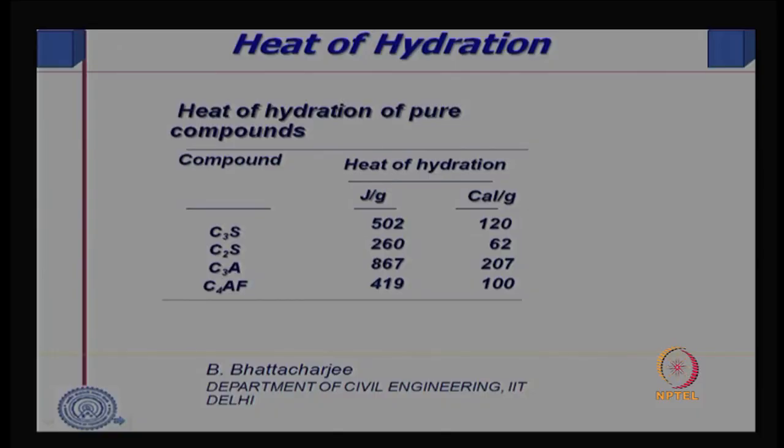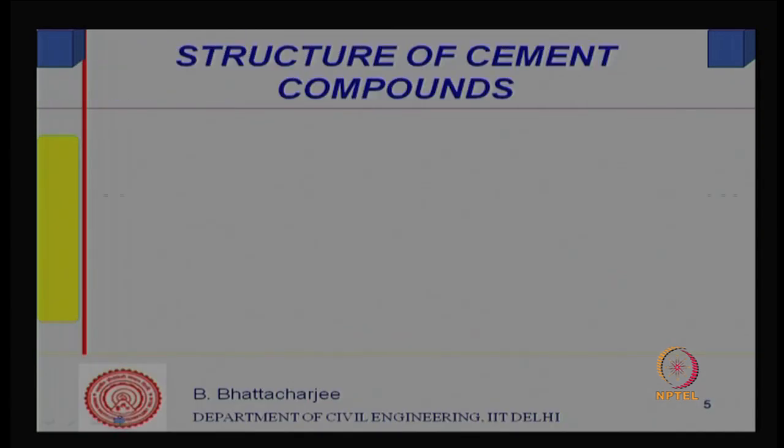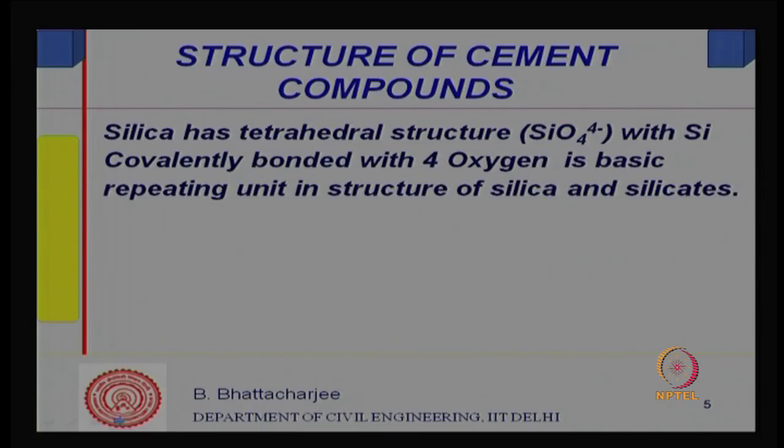Last class we stopped somewhere there, and we also talked of the heat of hydration. We said that out of all these compounds, C3S produces 500 joules per gram, C2S 260 joules per gram, C3A 867 joules per gram and C4AF 419. Corresponding calories per gram are also given side by side. So, this is what we looked into in the last class. Now, we will follow on in this class. So, we look into the structure of compounds of cement.